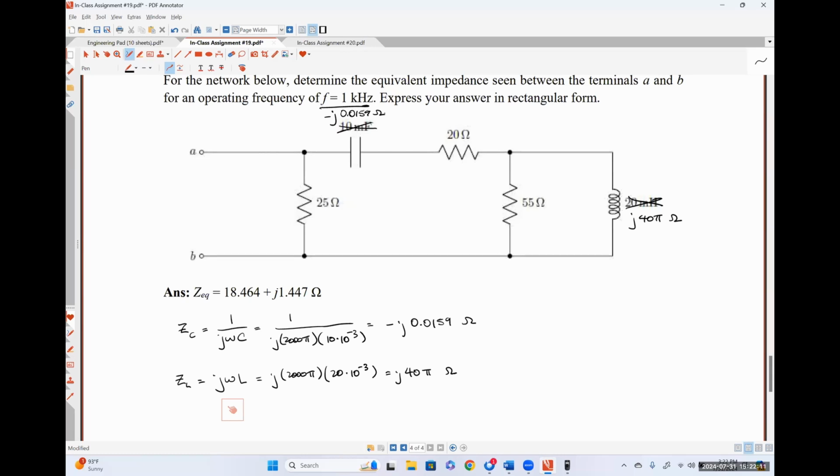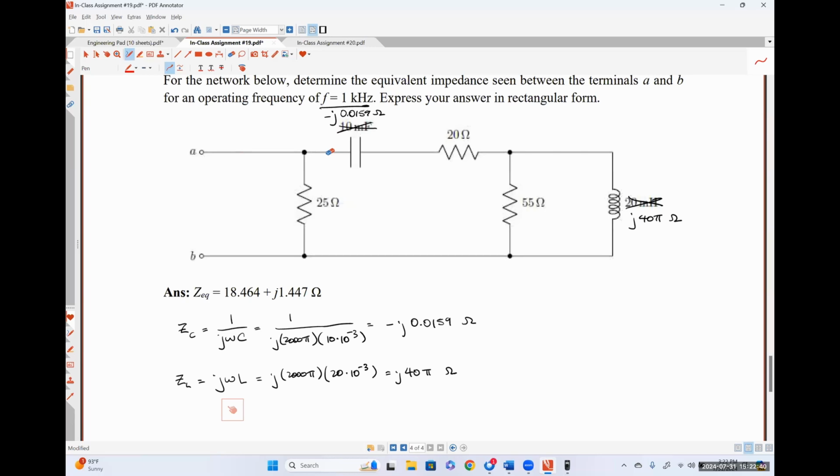Identify your nodes and then go from A to B. Sure, we can do it that way. But you could look at it, it'd be a lot simpler too. Yeah, for this one, I think it's easy enough that we could just look at it. So I think the 55 ohm resistor is in parallel with the j40 ohms impedance.